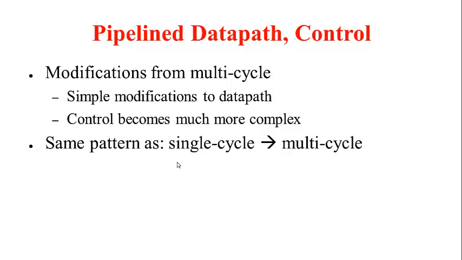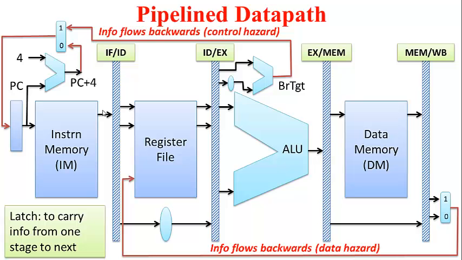And we are going to see a pattern which was encountered when we went from the single cycle implementation to the multi-cycle implementation. The pattern being the modifications to the data path are simple, but the control is going to become much more complicated. The modifications to the data path from the multi-cycle implementation are going to be simple enough that I can describe them in this slide.